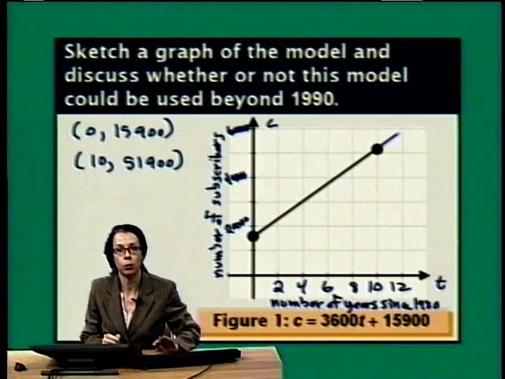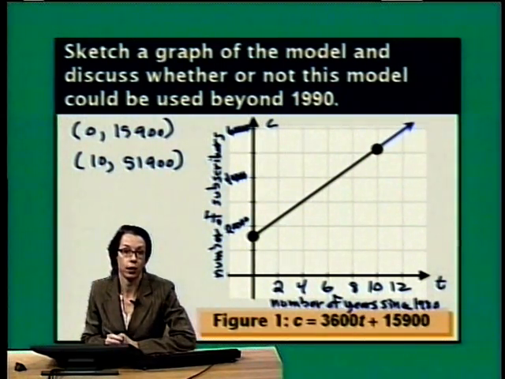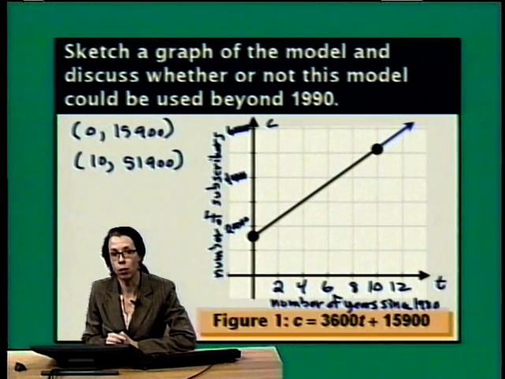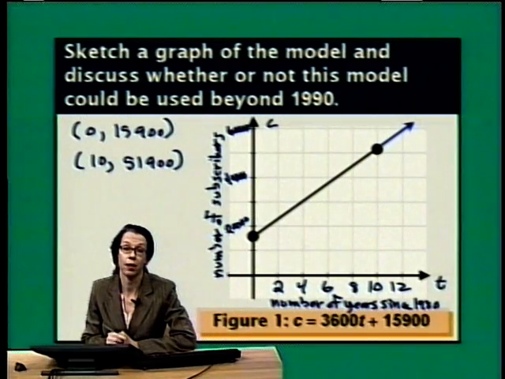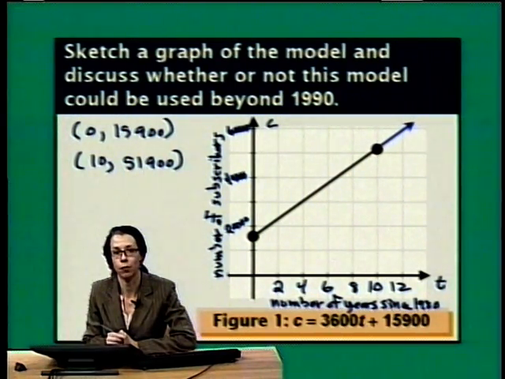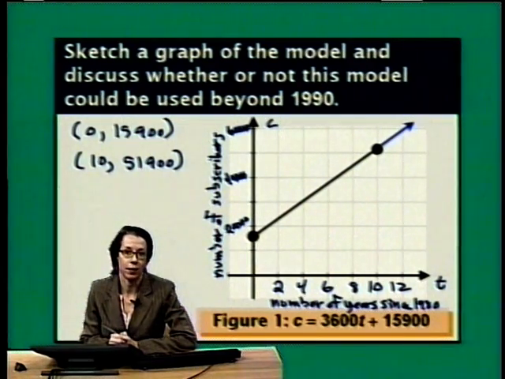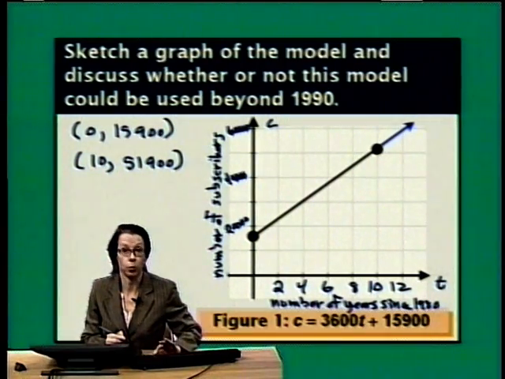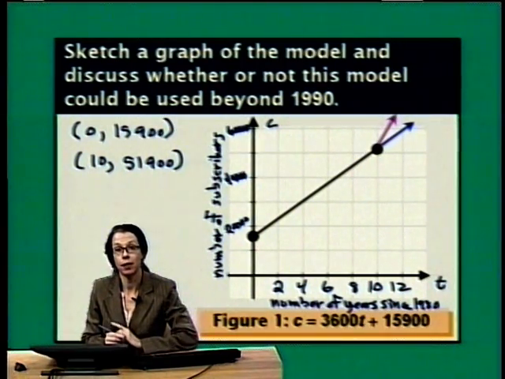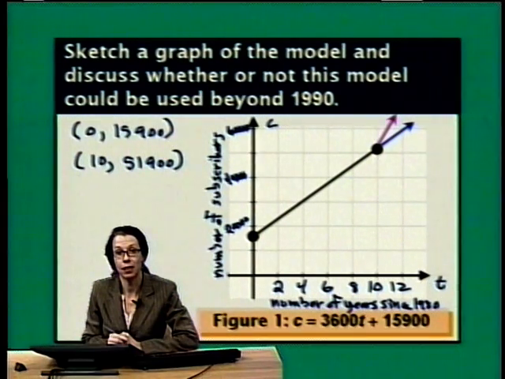Now we were asked to discuss whether or not we should use this model after 1990. Well, if we do continue this graph beyond the year 1990, if we could continue to use the model, the assumption is that the number of subscribers continues to increase at a rate of 3,600 per year. That might not be the case. Perhaps more and more people start subscribing to cable television. In this case, after 1990, the line would be more steep.